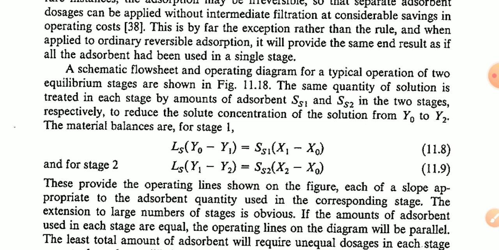to reduce the solute concentration of the solution from Y0 to Y2. The material balance for stage 1 is LS times (Y0 minus Y1) equals SS1 times (X1 minus X0), and for stage 2, LS times (Y1 minus Y2) equals SS2 times (X2 minus X0).